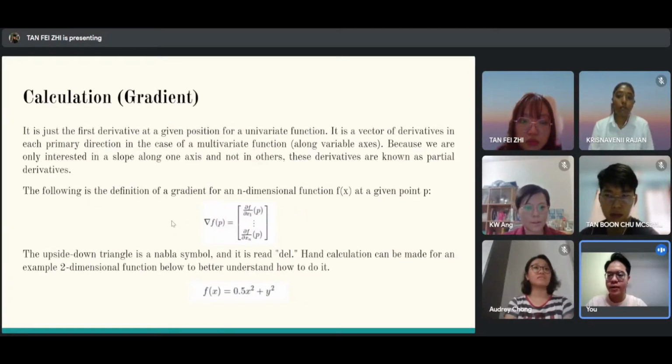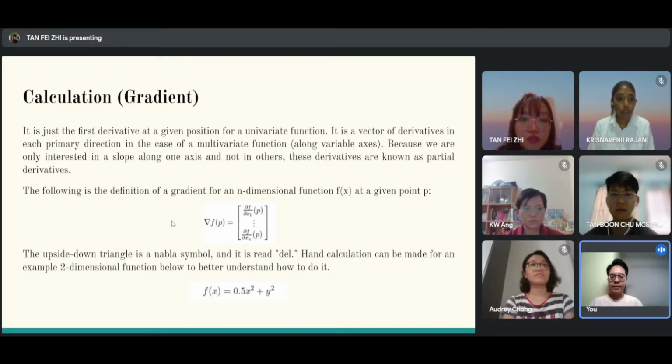Okay, now for the calculation of the gradient, it's just the first derivative at the given position for a univariate function, and it is a vector of derivatives in each primary direction in the case of a multivariate function. Along the variable axis, because we are only interested in slope along one axis and not in the others, these derivatives are known as partial derivatives. The following is the definition of the gradient for an n-dimensional function f(x) at a given point P. So we can see it in the formula.